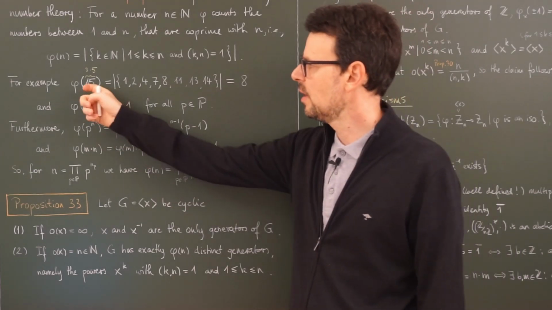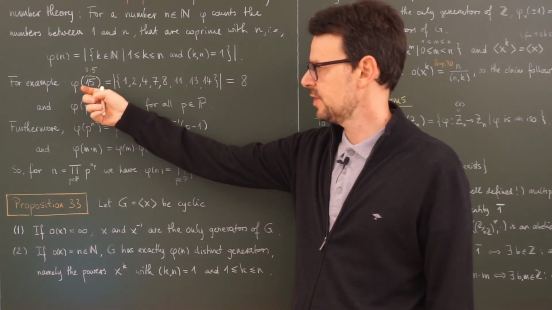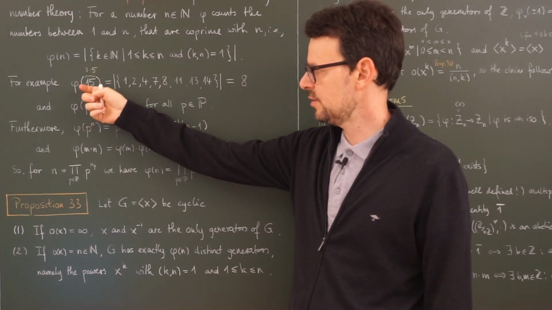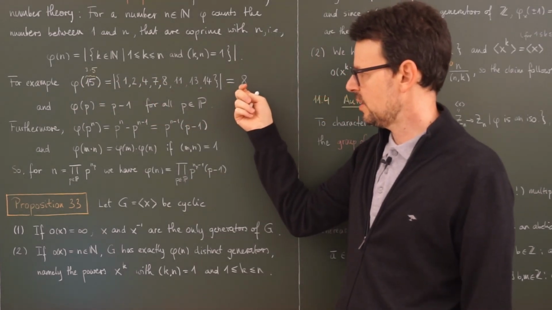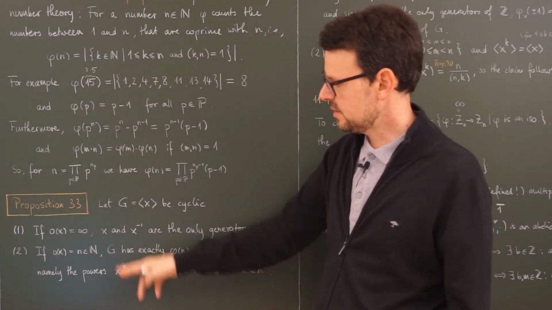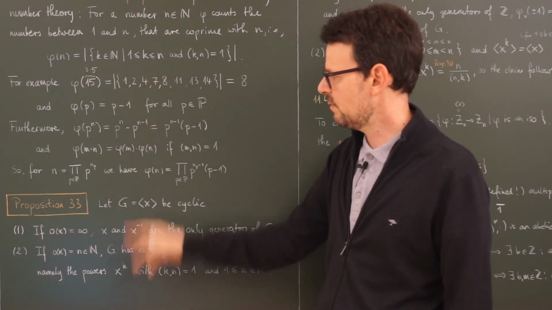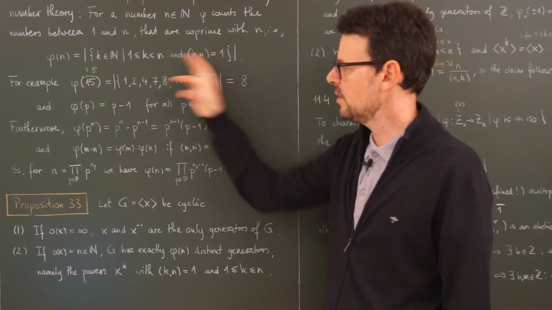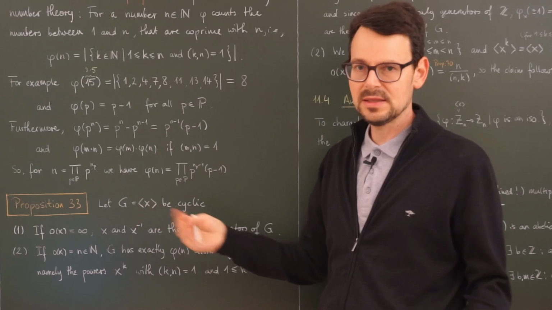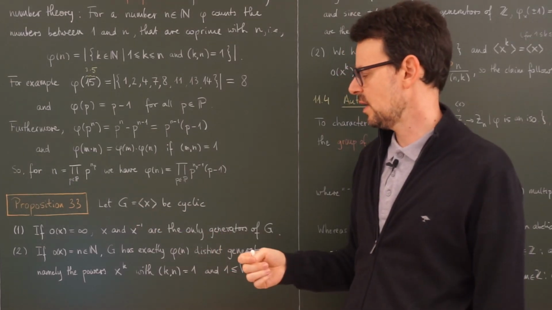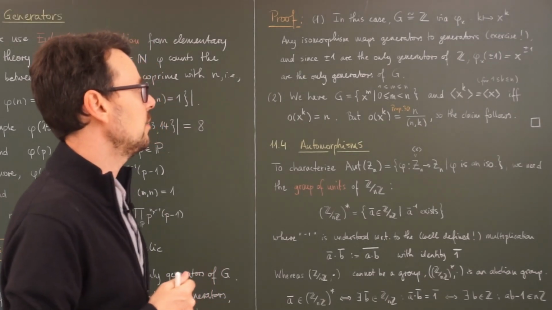So for example, a cyclic group of order 15, which would be isomorphic to Z sub 15, the integers mod 15, will have exactly 8 generators, namely x itself, x squared, x to the 4th power, x to the 7th power, and so on. All these powers of x will generate Z sub 15 or any cyclic group of order 15. Okay, let's take a look at the proof.